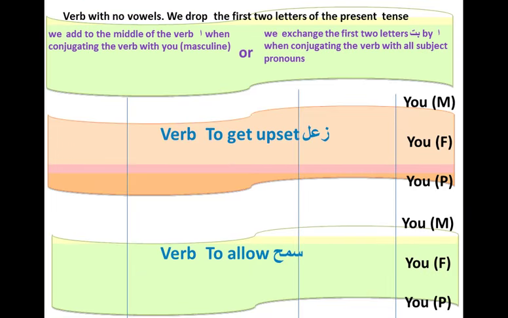Verbs with no vowels, we drop the first two letters of the present tense, and sometimes also these kind of verbs we add to the middle of the verb alif when conjugating the verb with you masculine, or we exchange the first two letters ba by alif when conjugating the verb with all subject pronouns. Example of these verbs are zala and samaha.